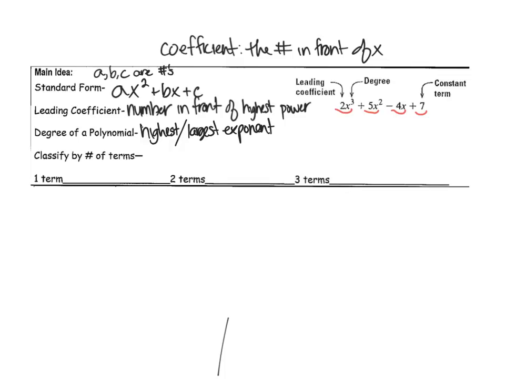So classify by number of terms. That's how many different, what's a word? How many different, I don't have a good word. How many different numbers there are, or because it could also have an X or a Y with it too. I'll put numbers, but I really don't like that definition. Anyways, it's separated by a plus or a minus.